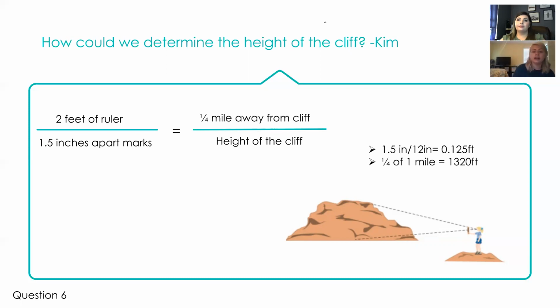So let's go ahead and convert first. We're trying to put everything into feet, so we can find the height of the cliff in feet and not in inches, because we're talking about distance. We're usually talking about feet or miles, not inches. So converting 1.5 inches to feet, 1.5 inches over 12 inches would equal 0.125 feet, and a quarter of a mile would equal 1,320 feet.